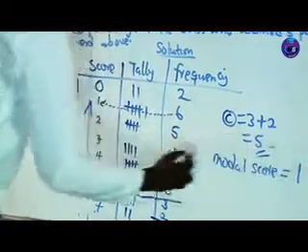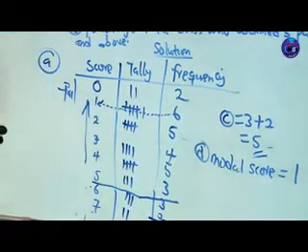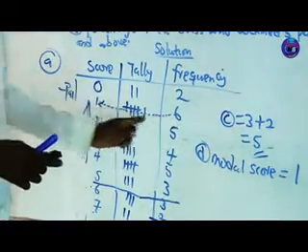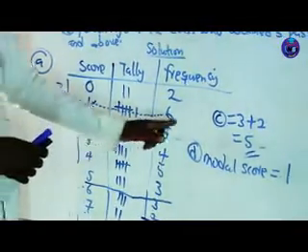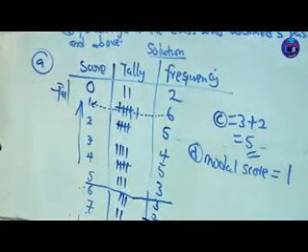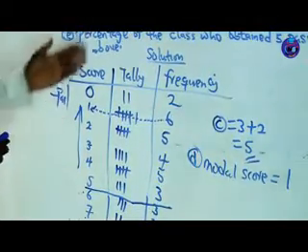Is 1. And that is the part of it. So here is telling you that the modal score is 1 because the highest frequency here is 6. That is how to find the modal score. Now let's go to the last part of this question.